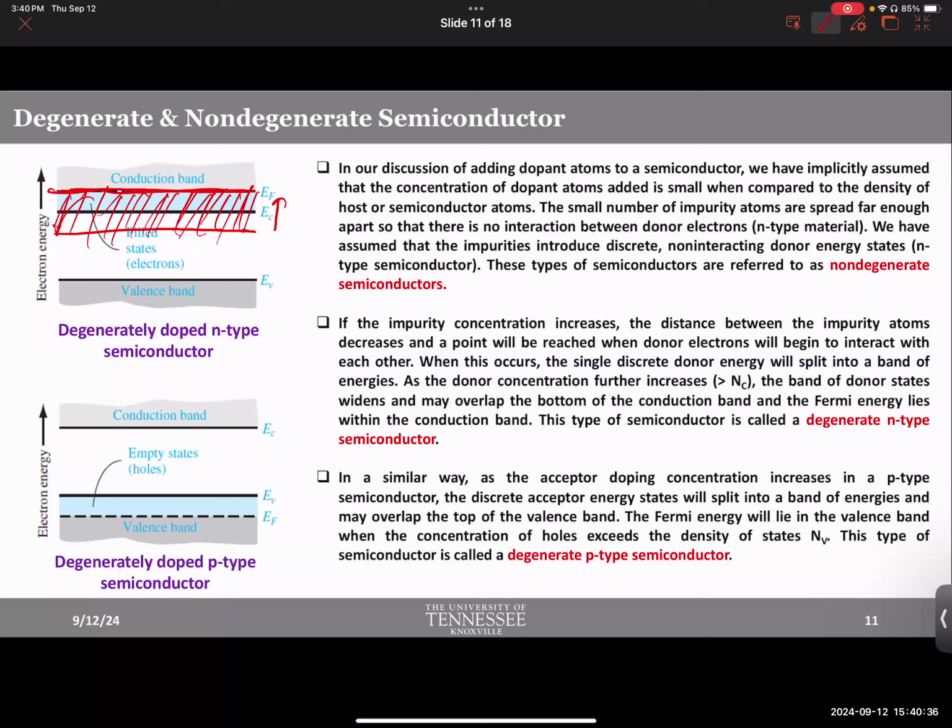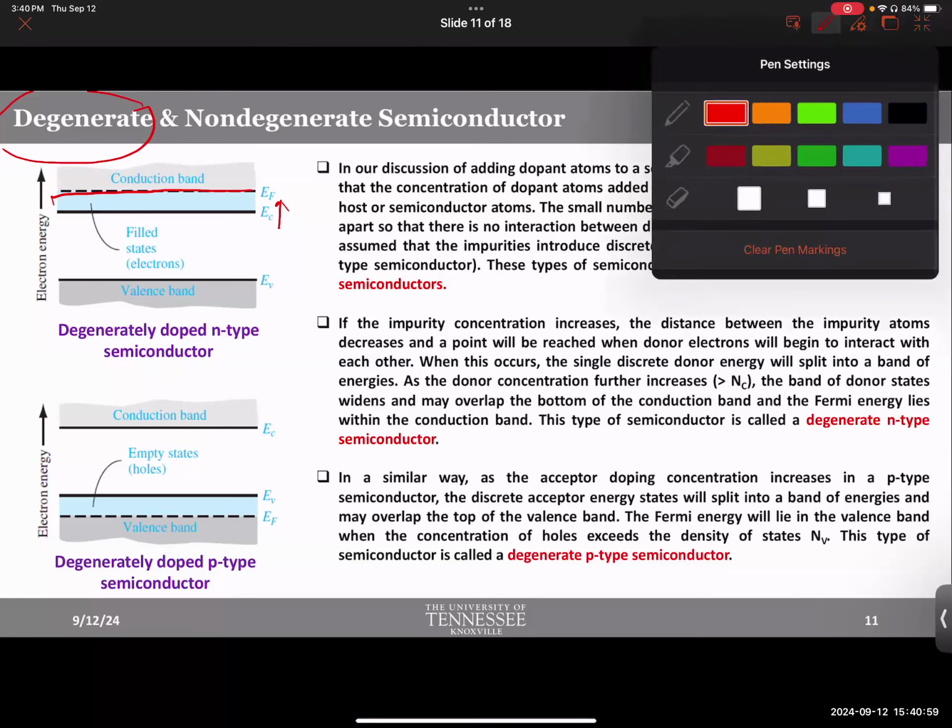And the top of the band will represent the Fermi level. And the Fermi level will now be inside the conduction band. So that's called a degenerate semiconductor. Essentially, if you heavily dope a semiconductor, the donor levels start interacting with each other and they create their own band. And the band then pushes the Fermi level inside the conduction band. And here is why that is fascinating and useful.